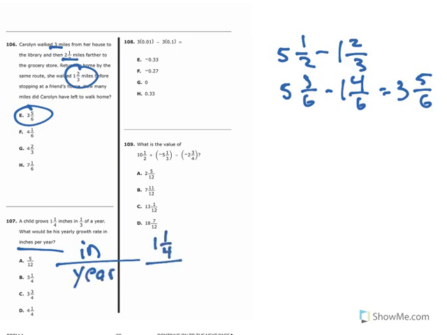So 1 1/4 inches in 1/3 of a year. Now, really, we should just be multiplying by 3 from the beginning, right? If I want to find out 1 year, 1 1/4 times 3 is 3 groups of 1 and 3 groups of 1/4, which is 3 3/4.